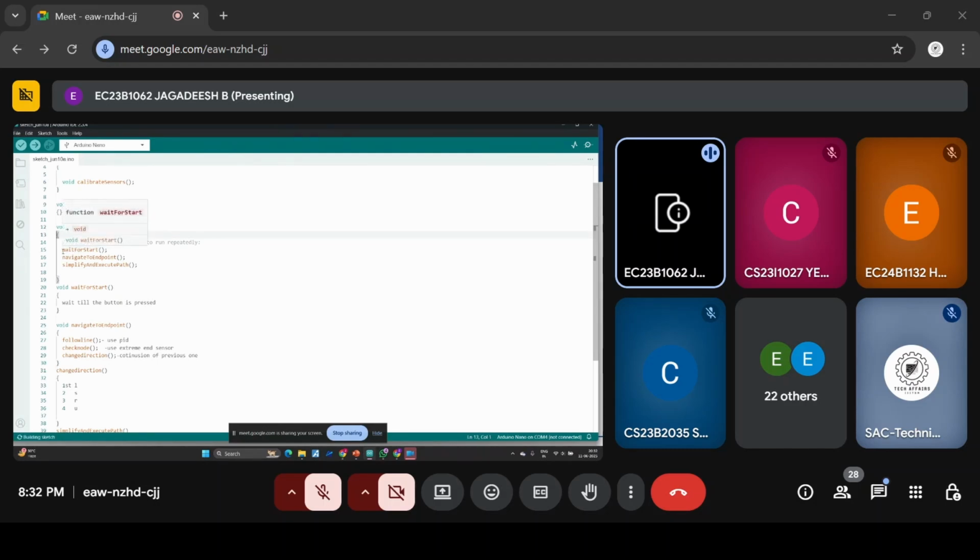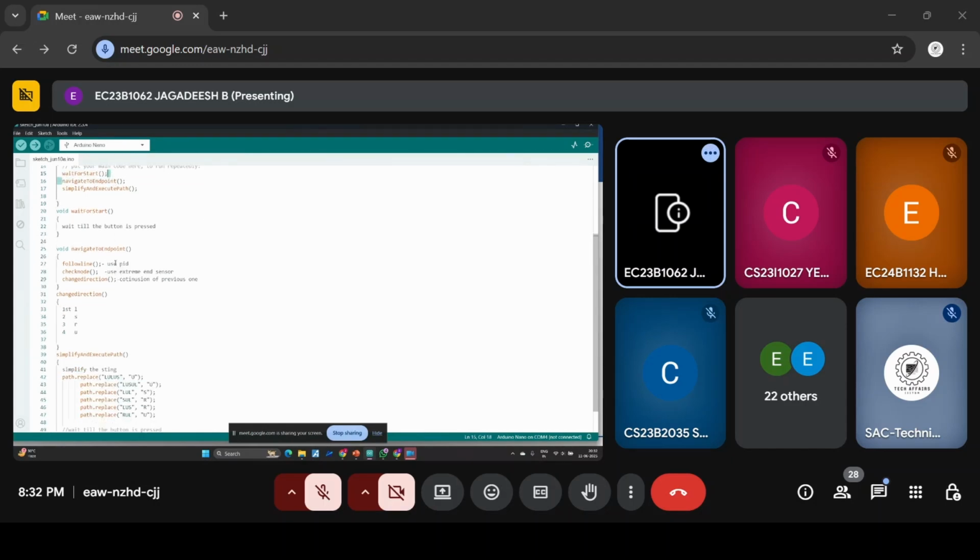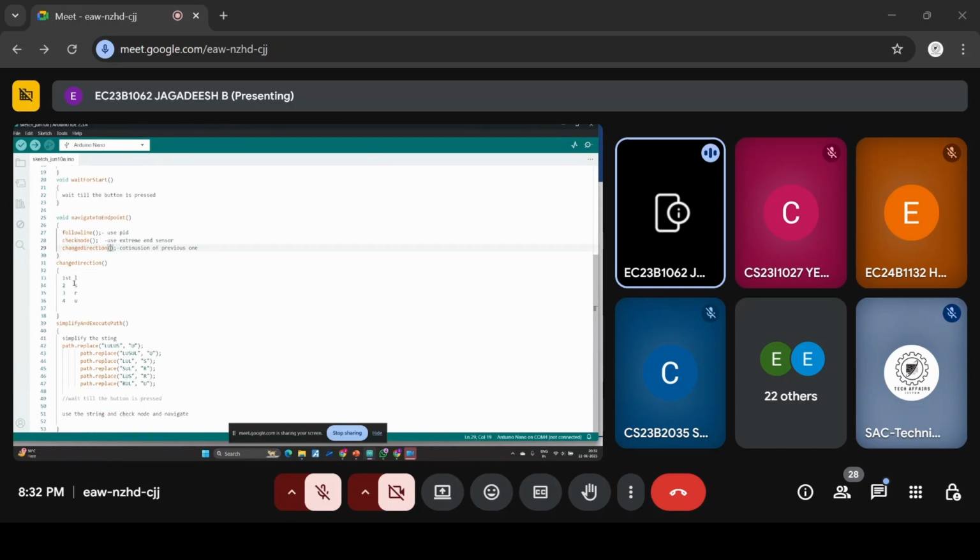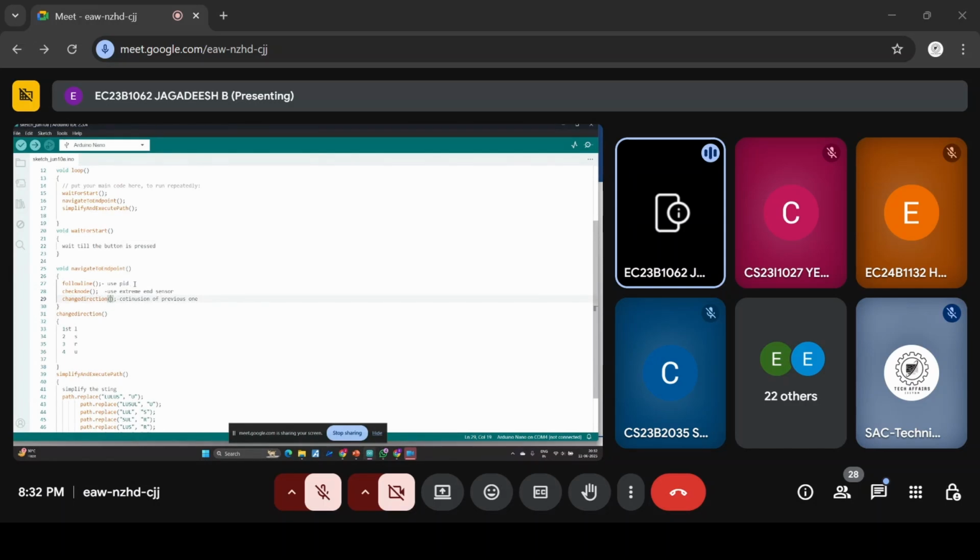The first step is wait for start, which makes sure that if you have a button, the bot starts after you press it. Then navigate to the endpoint. Inside navigate to the endpoint, we have three functions: follow line, check node, and change direction. Follow line uses PID.